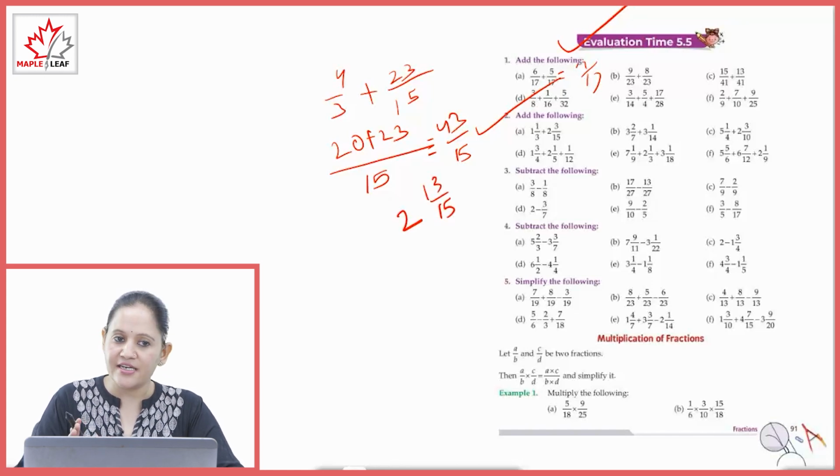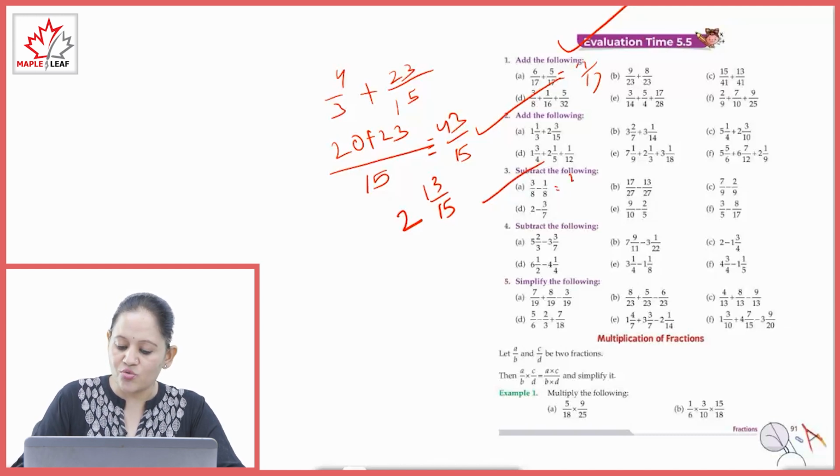That will be our answer. Clear? Next, subtract the following. 3 by 8 minus 1 by 8. So 3 minus 1, that is 2 upon 8, 1 by 4. Clear?